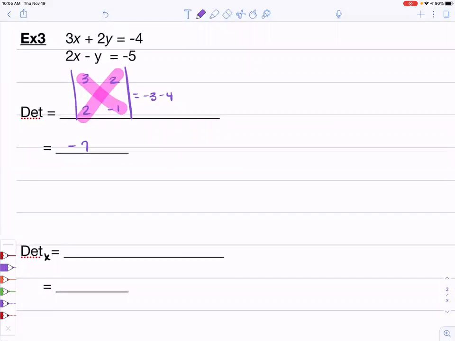Okay, in order to find d sub x, what column gets booted? Nope. The x column gets booted. And what does the x column get replaced with? And what are those called? Constants. Okay, so the x column gets booted and gets replaced by the constants. So the 3 and the 2 out of there. And so I'm replacing those two with a -4 and a -5. My y column, though, it's going to stay the same, and it was already a 2 and a -1.